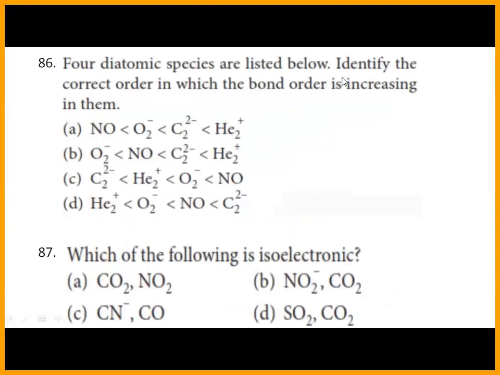4 diatomic species are listed below. Identify the correct order in which the bond order is increasing in them.